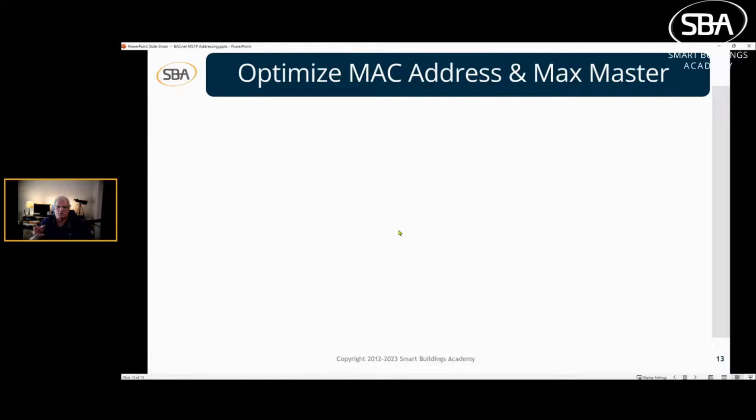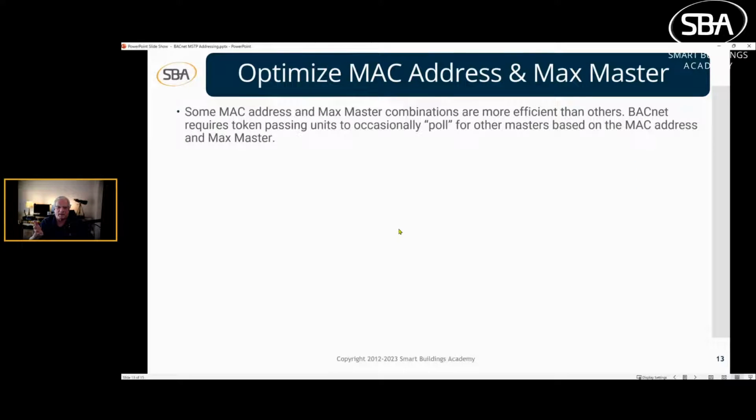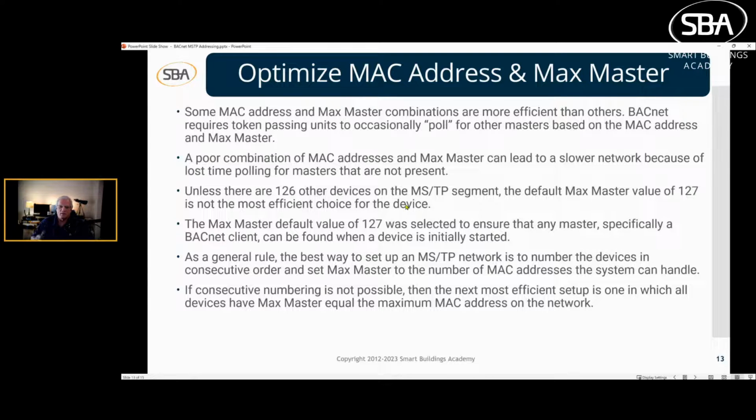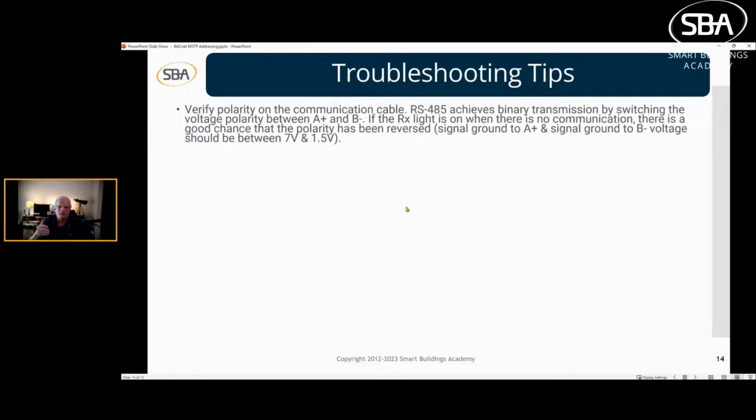I'm going to skip dip switch addressing. And we just talked about how to optimize your MAC address and max master. If you have 33 devices, make your max master 34. If you have 15 devices, make your max master 16 or 17. You can tune it a lot better when you keep the JACE or the supervisor from having to poll objects that don't exist. So if you're having trouble, verify that you've wired the polarity correctly. And we'll get into that in just a second when we deal with wiring. I'm going to close this up with wiring.